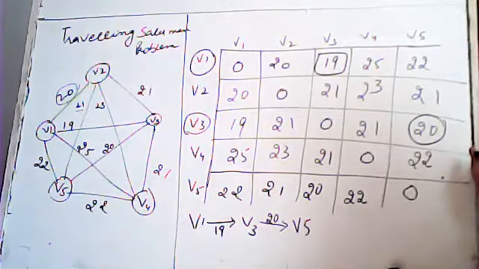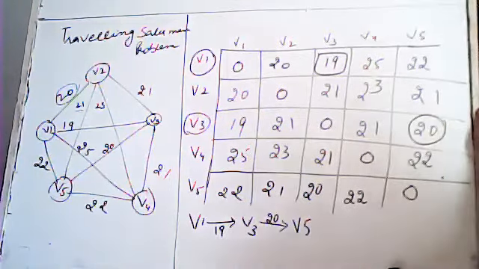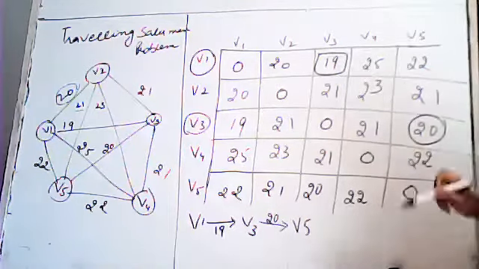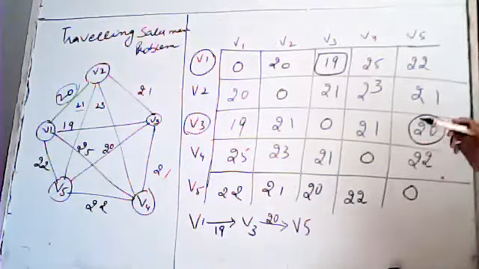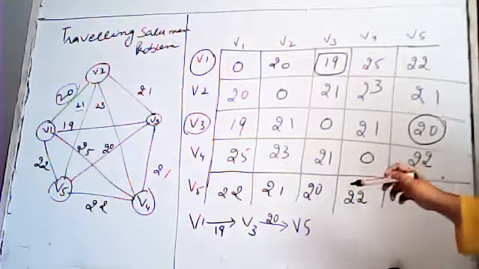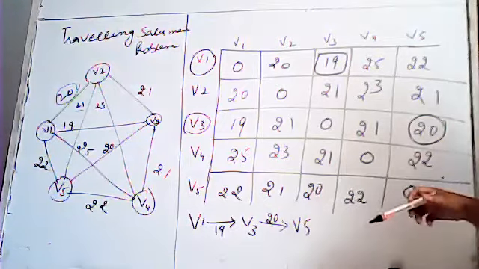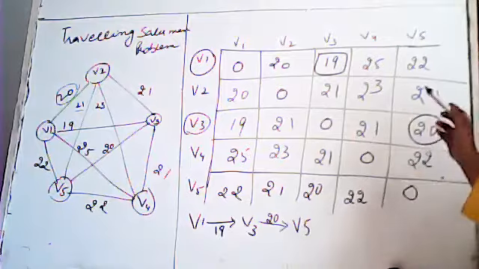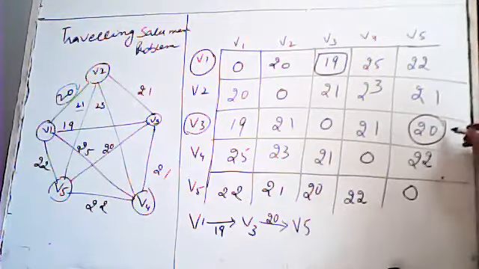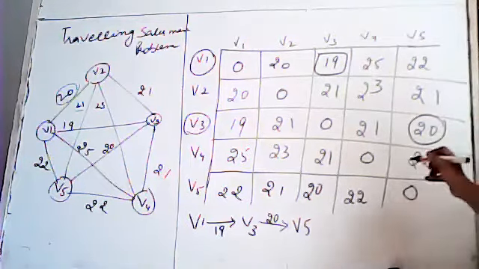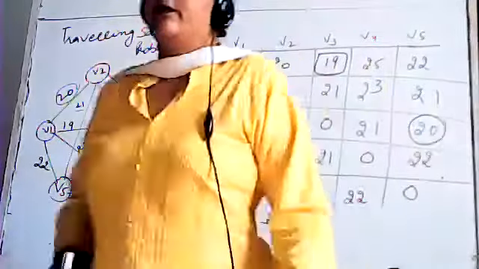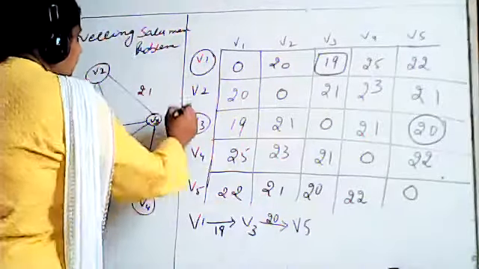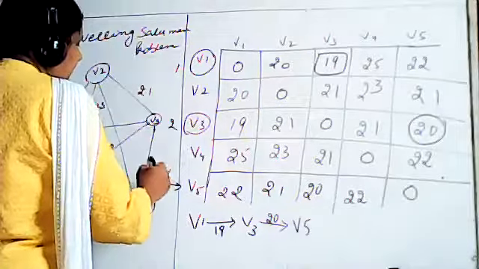You started from V1, go to the V1 row, check the smallest value, that is 19. It is against V3. That means the person will travel from V1 to V3 by covering 19 kilometers, or this much weight. Then V3 to V5, you will go by covering 20. Fine. Now we will go to which row? V5 row. We have landed up in V5. This was first, this was second, and this was third.